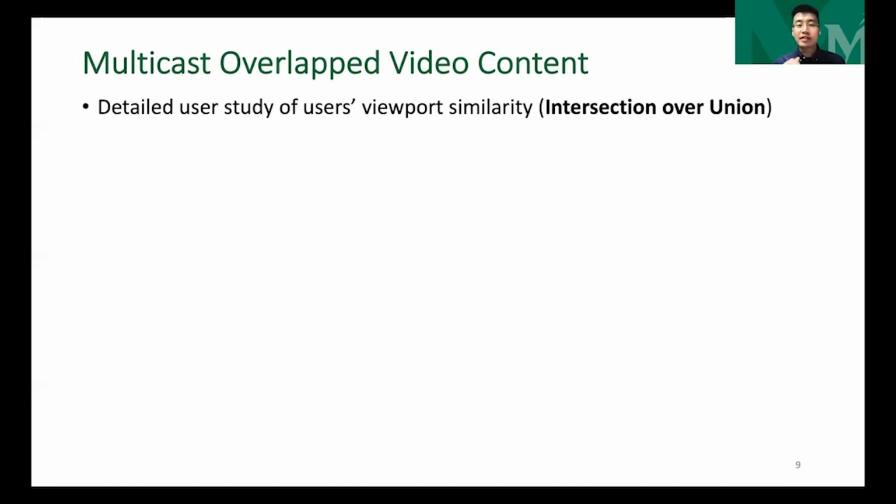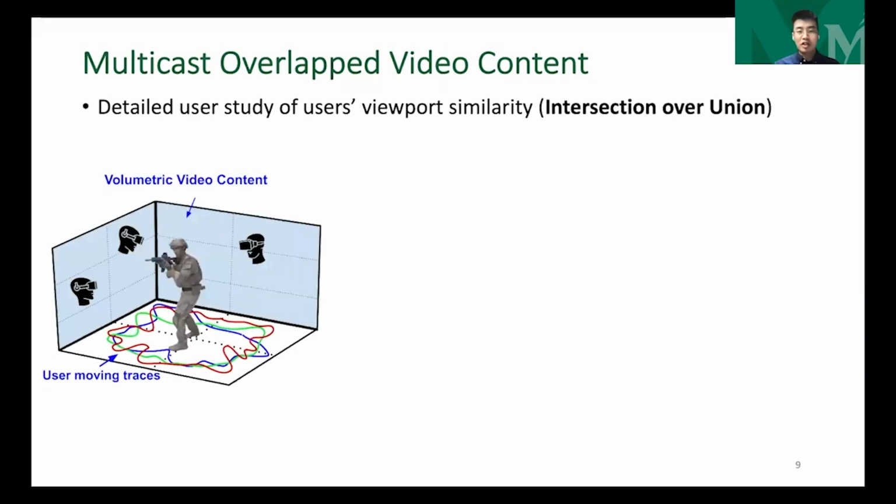The second challenge in our system is how to further reduce the bandwidth requirement. And our solution is to multicast the overlapped video content among users. As the very first step, we investigated whether and how the users' viewports are overlapped in multi-user scenarios. We used the traces collected in a previous study where 32 users were asked to watch a few volumetric videos, and their 6DOF information was recorded for each frame.